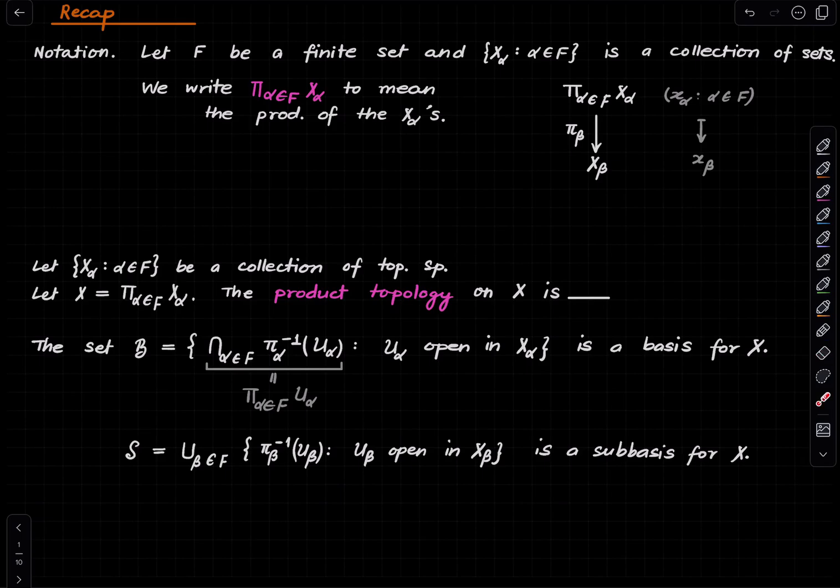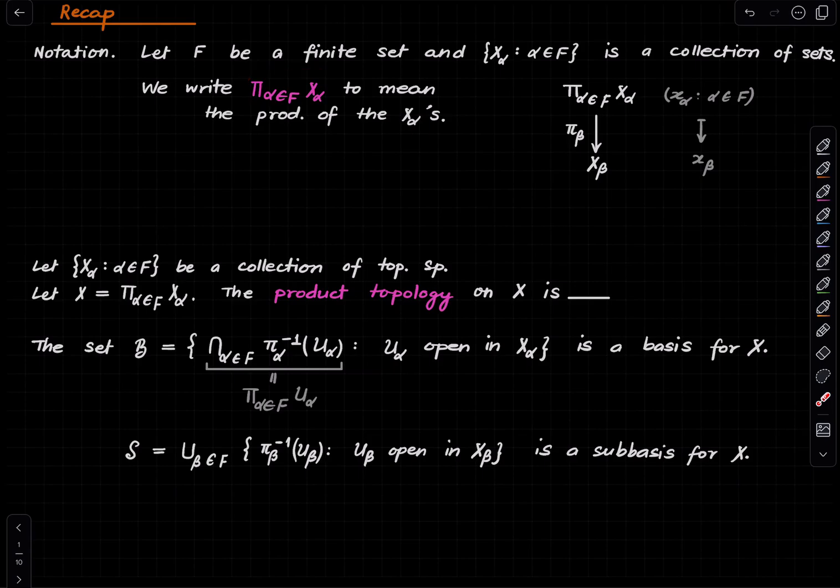All right, so let's recall a little bit. The main challenge here is that of notation and familiarity rather than actual mathematics. So fix a finite set F, and suppose we have a collection of topological spaces indexed by the finite set. For every element alpha of F, we have a topological space X alpha. Then we write this symbol. This thing is meant to denote the product of all the X alphas.